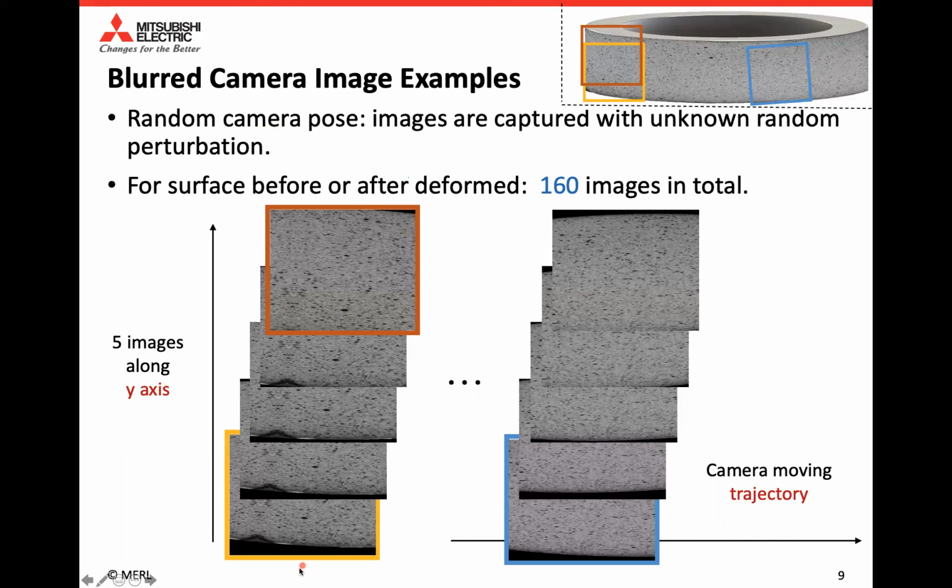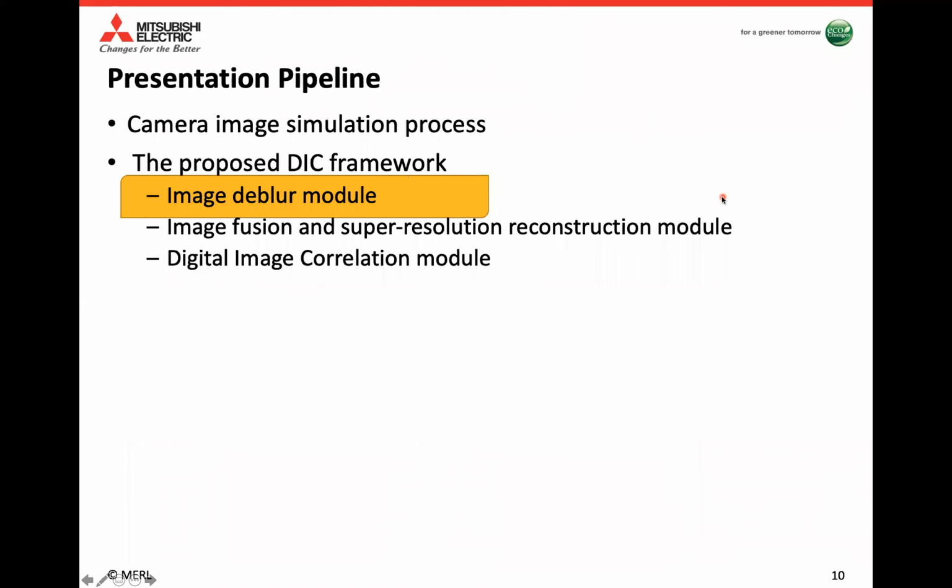We move the camera along the x direction to get 5 images, and then move forward along the tangential direction along the trajectory, and so on, and capture 160 images in total for one sequence. Then we will introduce our framework by introducing these three modules separately.